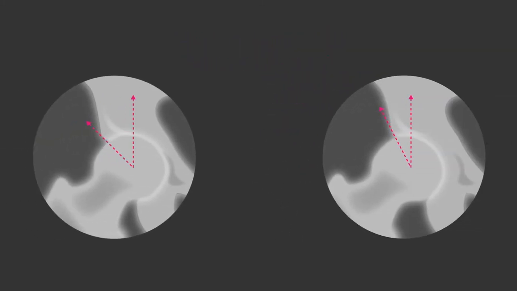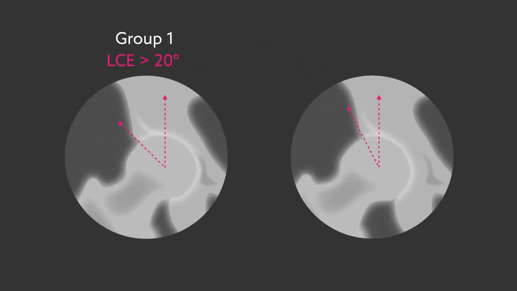For those same patients, the research team gathered radiographs of the hip and divided them into two groups based on the lateral center edge angle, or LCE angle. That's the angle between an imaginary vertical line through the femoral head and the lateral edge of the weight-bearing hip socket. Group 1 included hips with LCE angles greater than 20 degrees, while those in group 2 demonstrated angles equal to or less than 20 degrees.